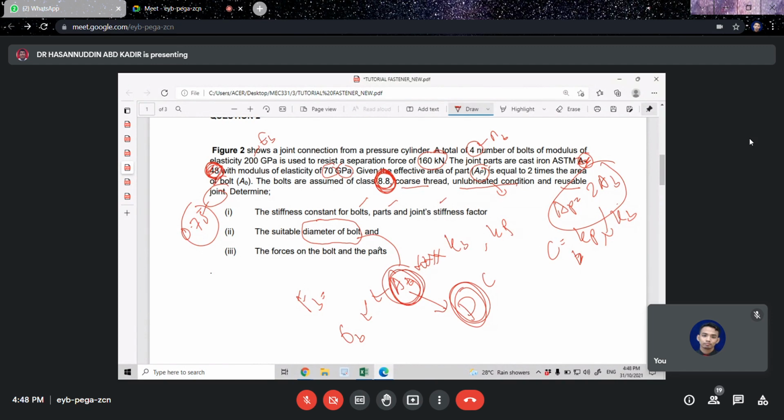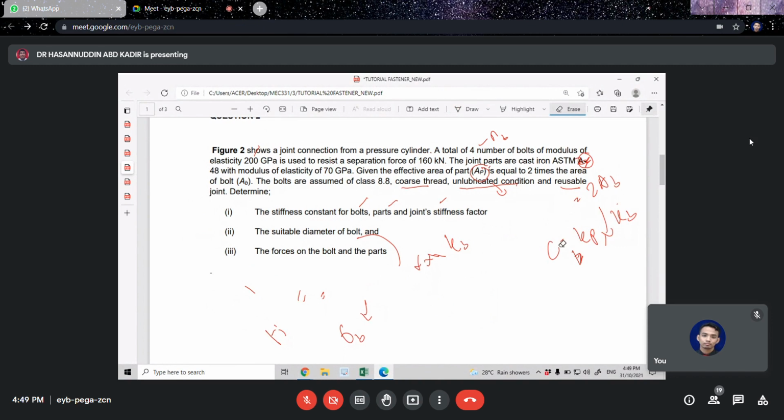Okay, then the force on bolt and the part, FB and FP. Refer back, because you need to find how much FI is. But please remember they give you some condition. Let's erase this first. They give you some condition. Look back at how much FI is, and what you need to multiply by.